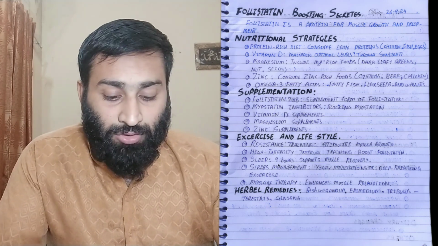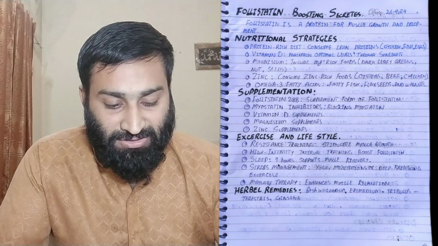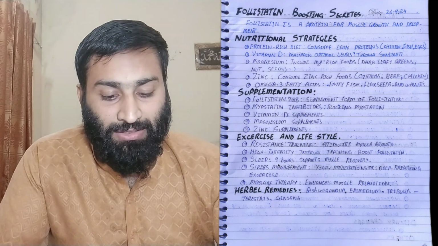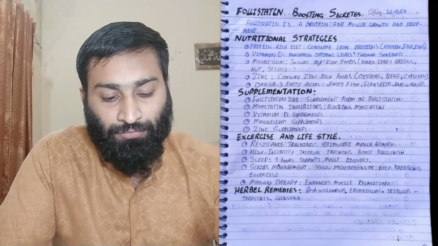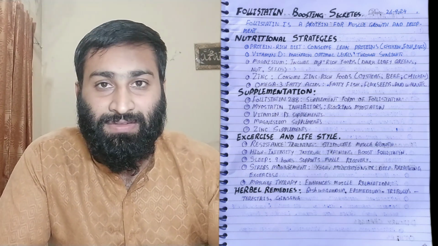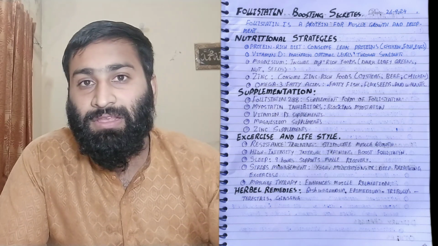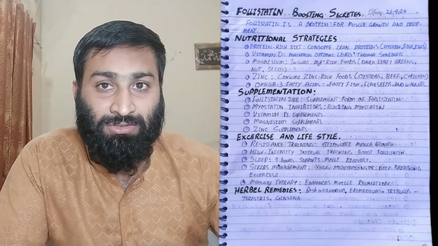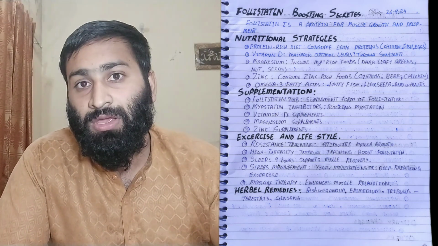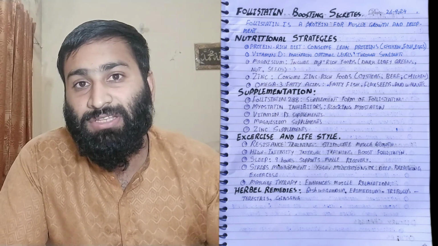The zinc. Consume zinc-rich food: oyster, beef, chicken. Zinc is very important for enhancing follistatin. We will discuss zinc in the next video. Zinc also increases testosterone, and zinc helps testosterone function properly to boost muscle growth, with the cooperativity increasing as follistatin increases.